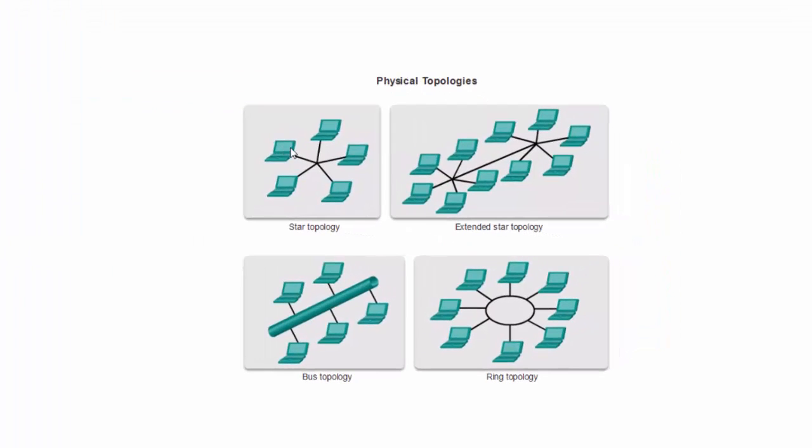LANs tend to use topologies like star topology. So you have many participating devices which are connected using a hub, and or extended star topologies, in which case they can be connected through multiple LAN devices like a hub or a switch in a star-like fashion.